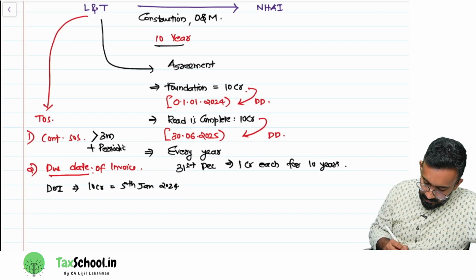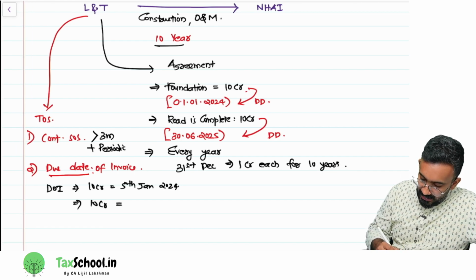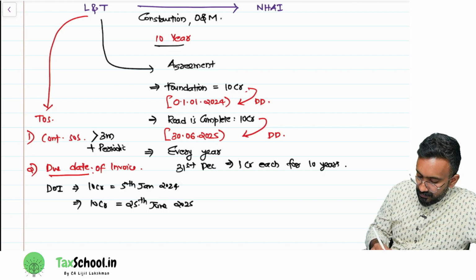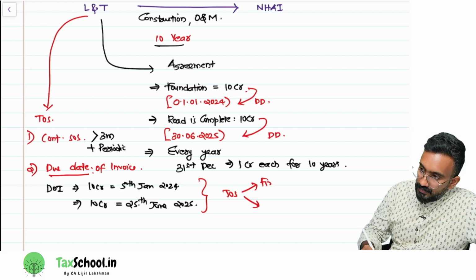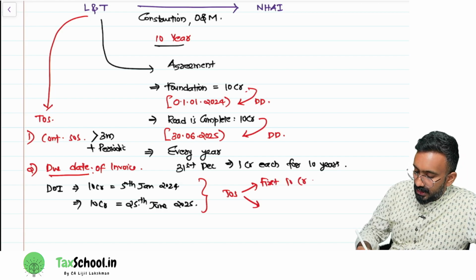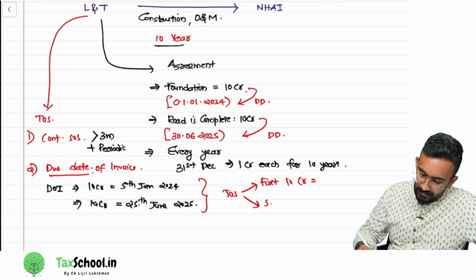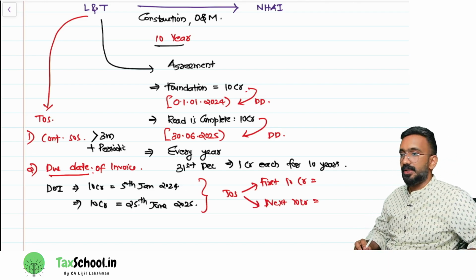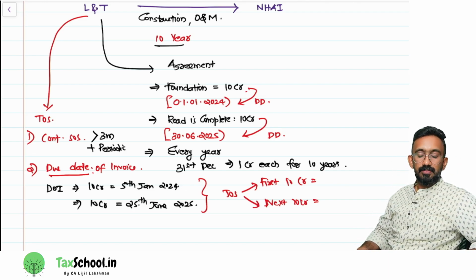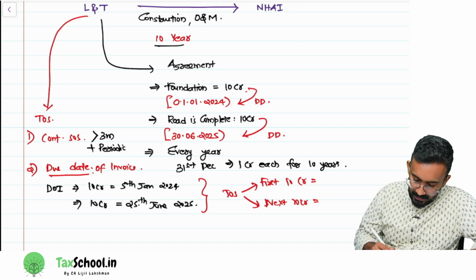For the next 10 crore, for completion of road, they gave the invoice on 25th of June 2025. Determine time of supply for both of these payments. First 10 crore. Tell me what will be the time of supply. When should they pay GST to the government? How will you compute?